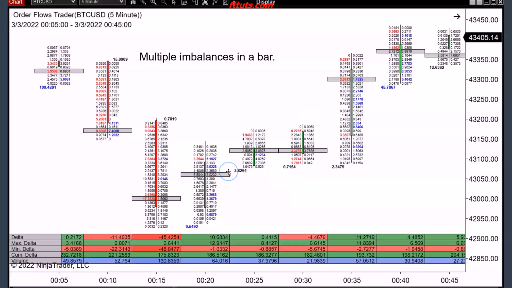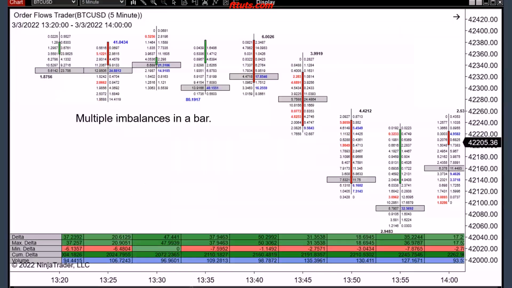And again, if you're just looking for stacked imbalances, this is a trade you're not going to notice. You'd just be like, well, no, I'm looking for a stacked imbalance or nothing. And then there's no stacked imbalance, so I'm not going to take the trade, which I think is a mistake.